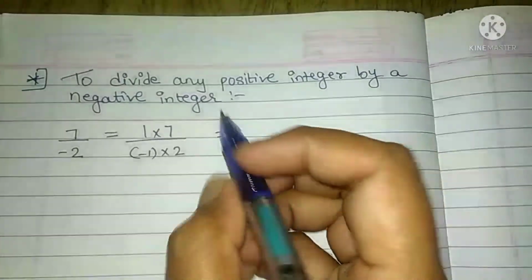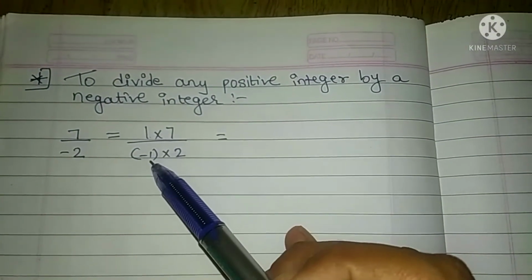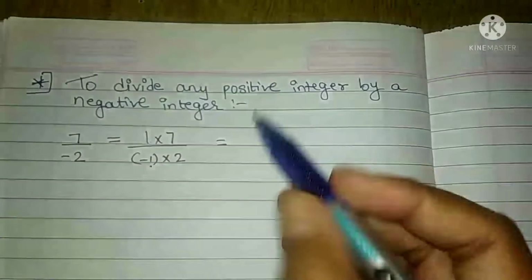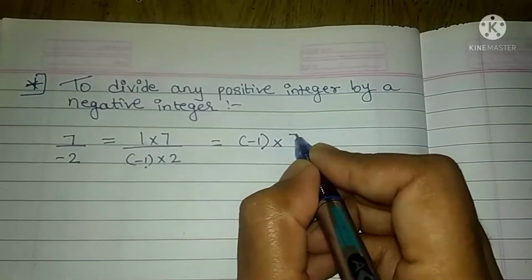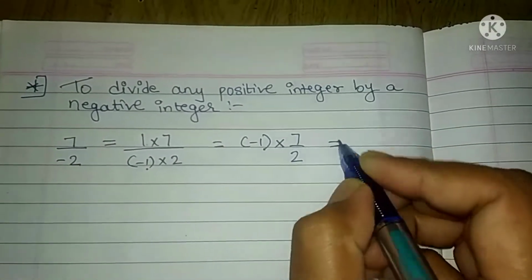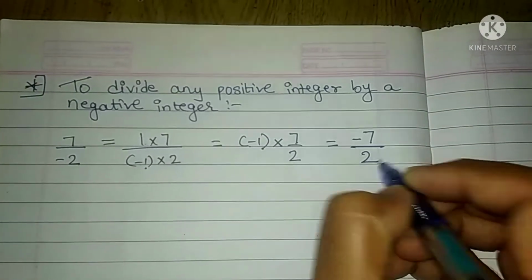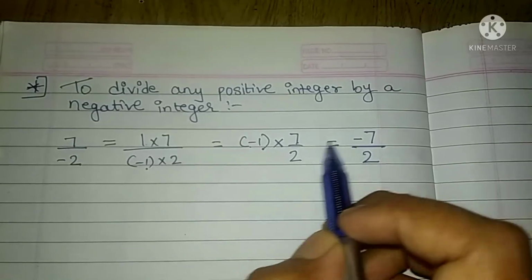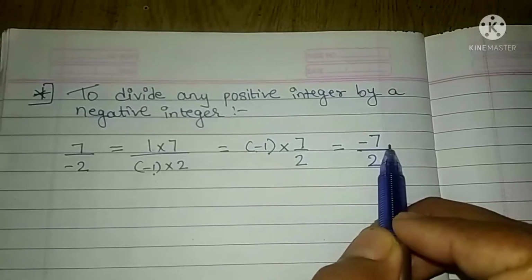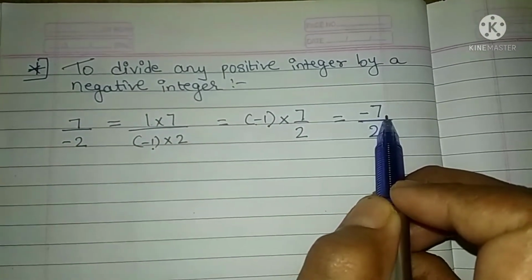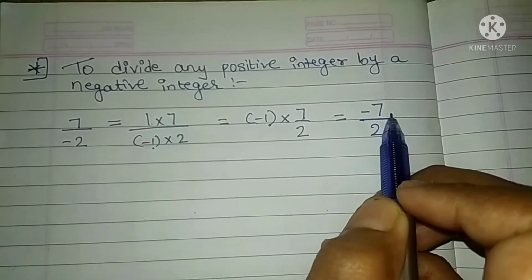So what you will do is, first divide this 1 upon minus 1. What you will get is minus 1. Clear? Multiply by 7 upon 2, it will come as minus 1 multiplied by 7 is minus 7 upon 2. Clear? Why here minus 7? Because we are multiplying this minus 1 with 7, so minus times plus will be minus. So like this you have to carry out the division of a positive integer by a negative integer.